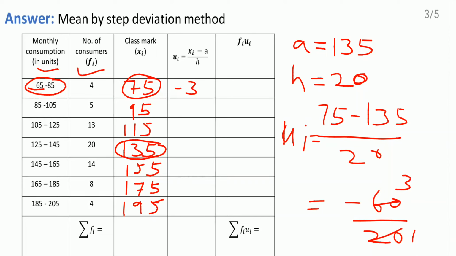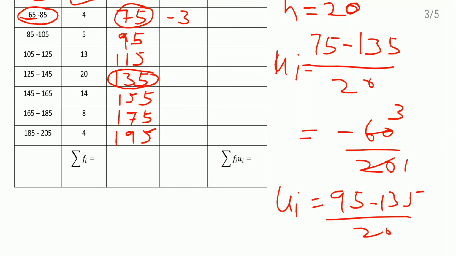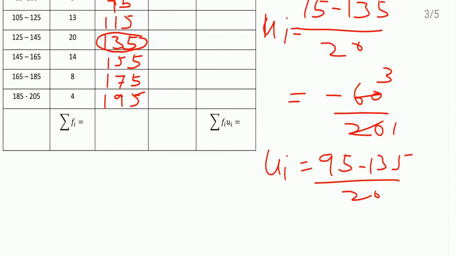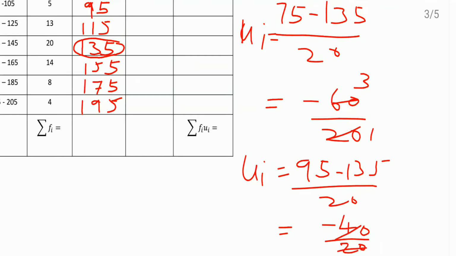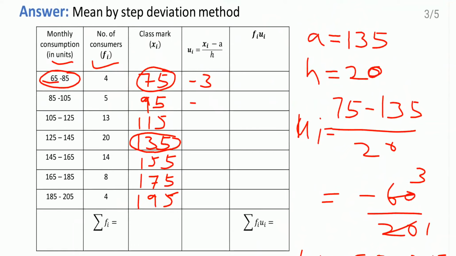Now here 95. This is 95. 95 minus 135. See here, I'll show you. ui is equal to 95 minus 135 by 20. So 95 minus 135 will come as minus 40, so minus 40 by 20. Correct? So our answer will come as minus 2. So here we'll write down minus 2.